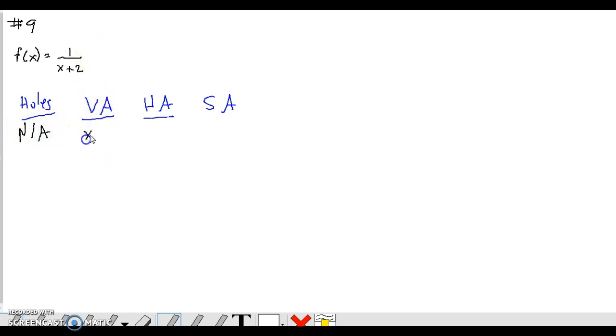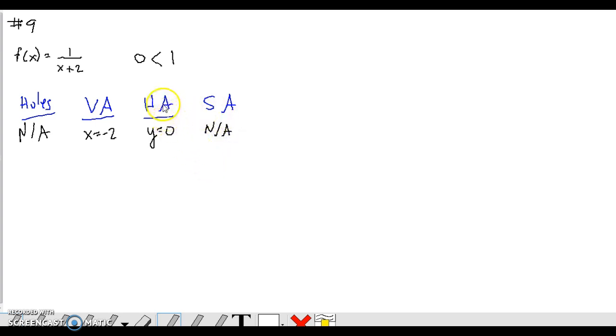Vertical asymptote, it's going to be x is equal to -2, because if you set our denominator equal to 0 and solve, that's what we're going to get. Horizontal asymptote: our highest degree in the numerator is a 0, highest degree in the denominator is a 1. So 0 is smaller than 1. That means we are using y is equal to 0, and it does not have a slant asymptote, because it has a horizontal asymptote.